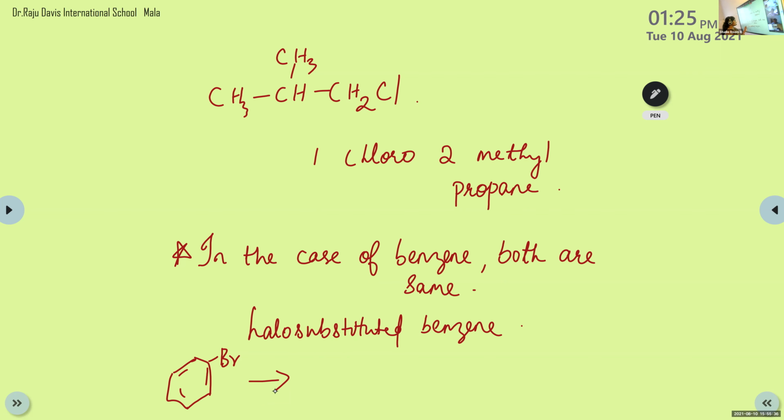So in its name, you should write the name of the halogen first. It is followed by benzene. So what about its name? Bromobenzene. Yeah, that's it. Bromobenzene.